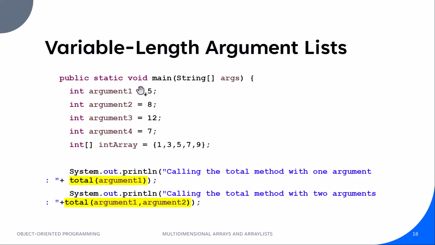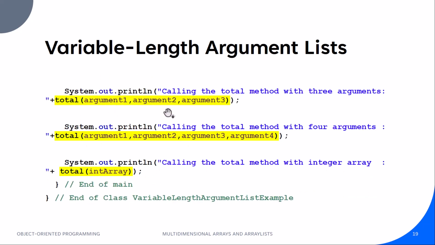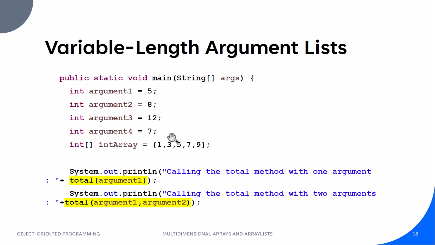So we are sending these 2 integer arguments to the method total, and then we are calling it with 3, we are calling it with 4, and we can also call it with the array. So we can send an integer array to the total method.